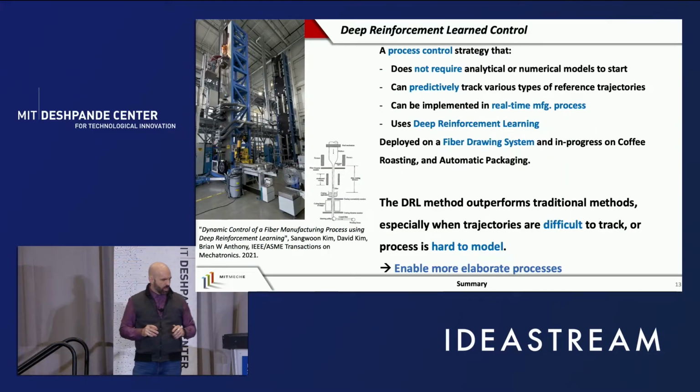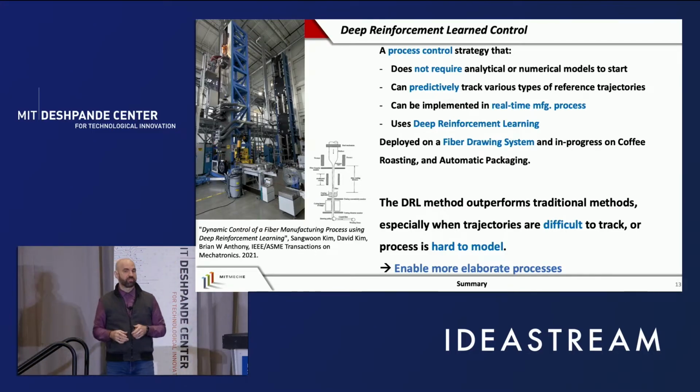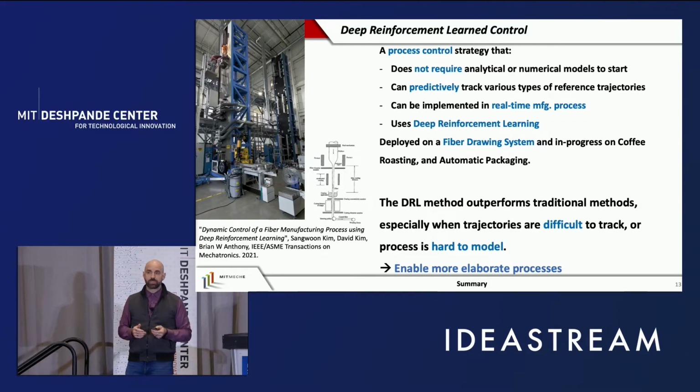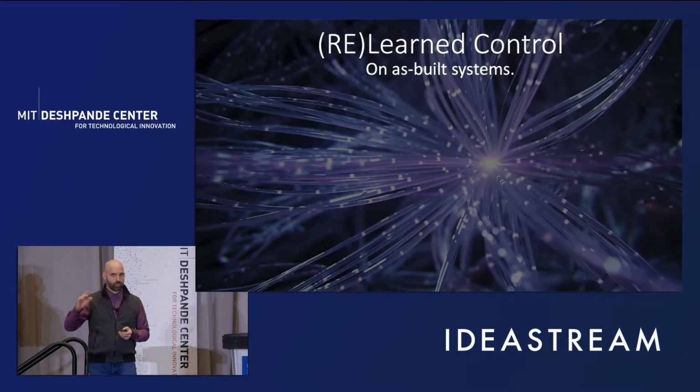So we have a paper out on this, specifically doing this on dynamic control of fiber, the 100 micron, 125 micron type fiber that, as I mentioned, is the backbone of our wireless communication. We're in the process of, with company partners, doing this for coffee roasting, which is a very different process. It's a continuous batch process, and also doing it for a food packaging process. So we think there are some really unique opportunities in moving how control is done.